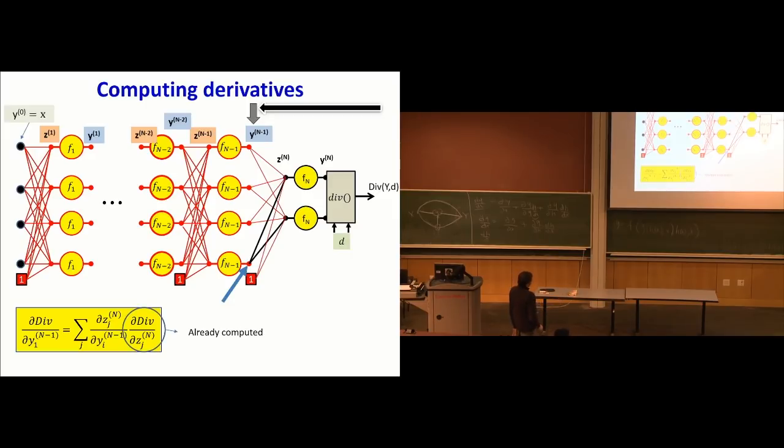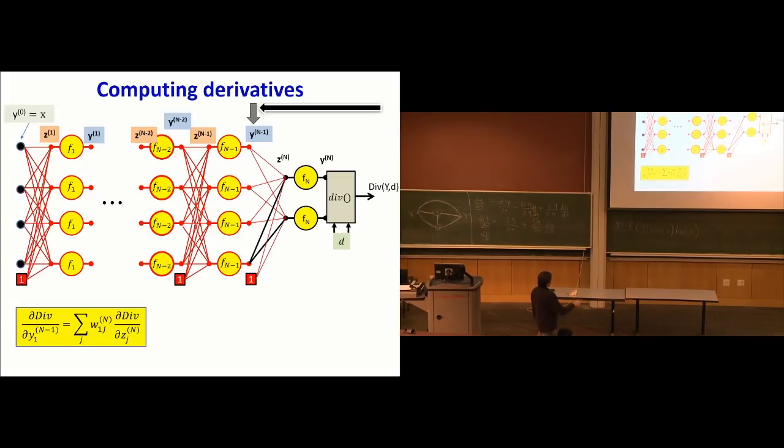And of course, these have already been computed when you were going backwards. And this term, again, if you look at this, the derivative of this z with respect to this y is just this weight, right? So I can simply write the whole thing as these derivatives multiplied by these weights and added up.